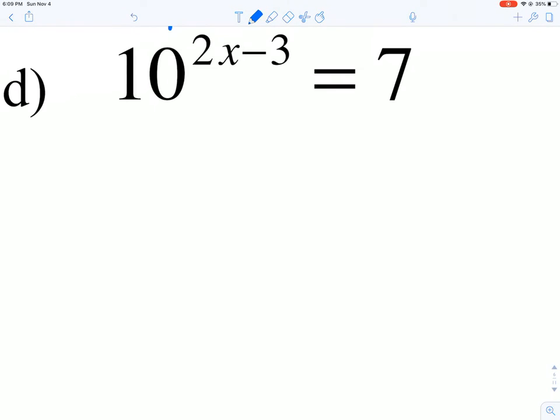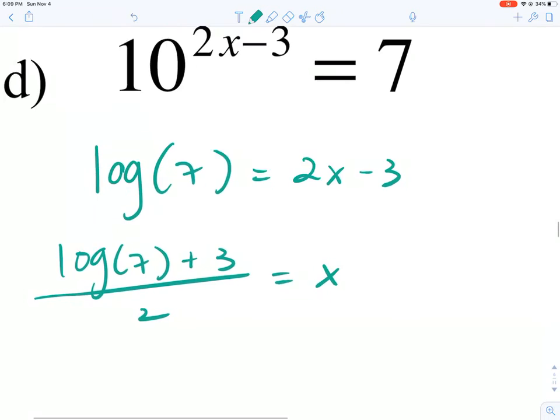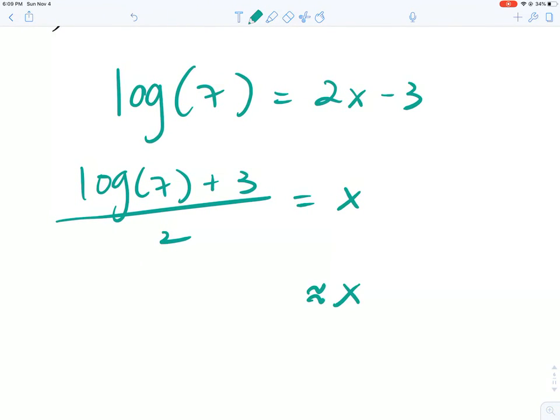Next, switch colors. All right, so rewriting in logarithmic form. So the log base 10, I don't need to write the 10, of 7 equals 2x minus 3. Get x by itself by adding 3 and dividing by 2. Okay, and then log 7 plus 3 divided by 2. I get 1.923.